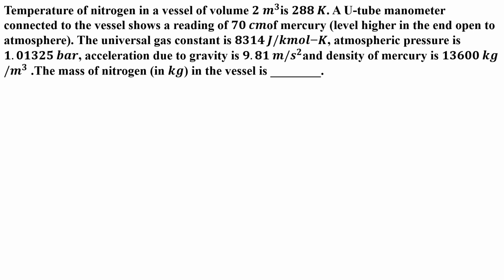Temperature of nitrogen in a vessel of volume 2 meter cube is 288 Kelvin. A U-tube manometer connected to the vessel shows a reading of 70 centimeter of mercury. The universal gas constant is 8314 joule per kilomole Kelvin. Atmospheric pressure is 1.01325 bar. Acceleration due to gravity is 9.81 meter per second square, and density of mercury is 13600 kg per meter cube. The mass of nitrogen in the vessel is dash.